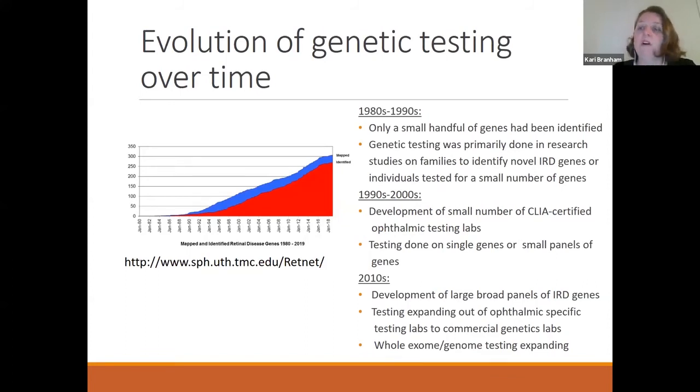So why do I say this? Part of the reason that I mention it is some people may have had research testing done maybe in the 1990s. Maybe at that time it was only tested for a small number of genes. And if it was a negative test at that time, now is the time to think about getting tested again on some of these larger panels. We've come a long way with the testing that's available.